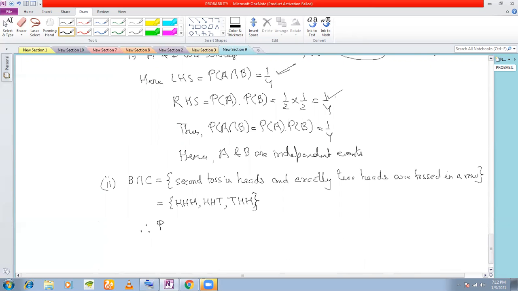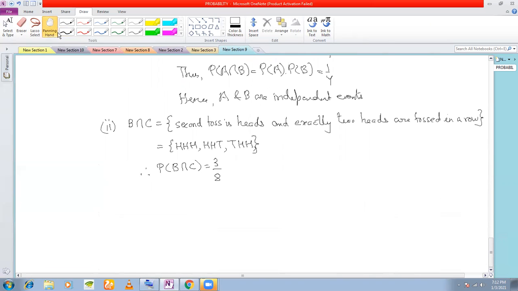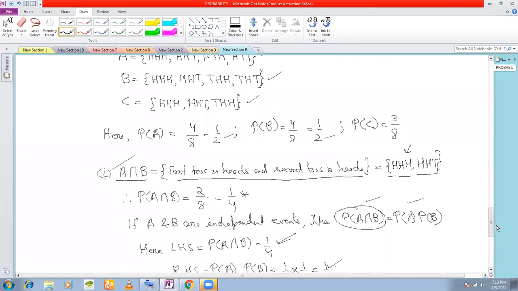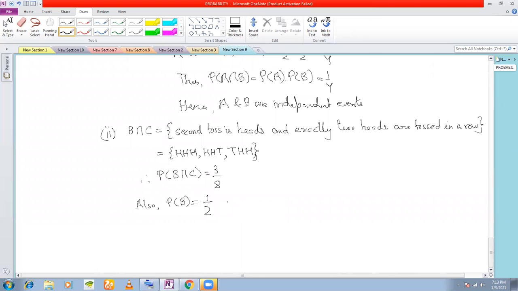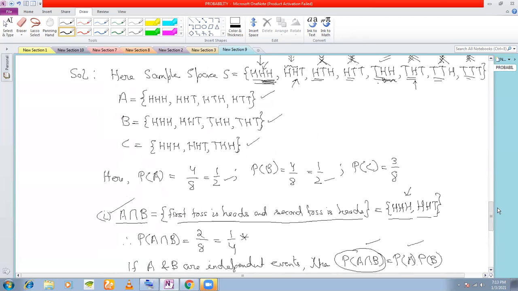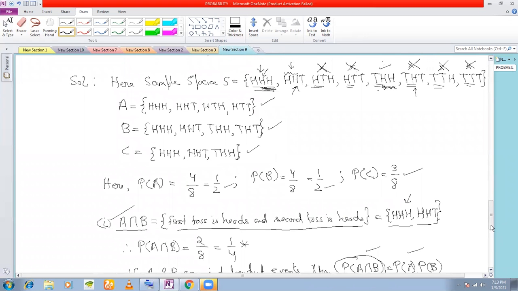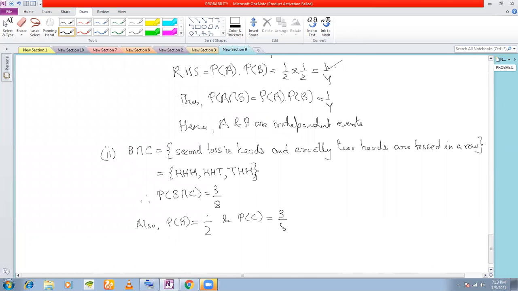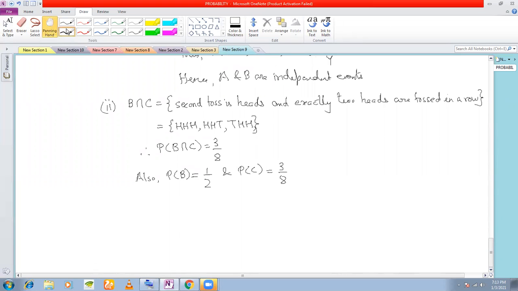So therefore, what is P(B intersection C)? It is 3 by 8. Now also, what is P(B)? P(B) we have already found out to be half. And what is P(C)? P(C) was 3 by 8.